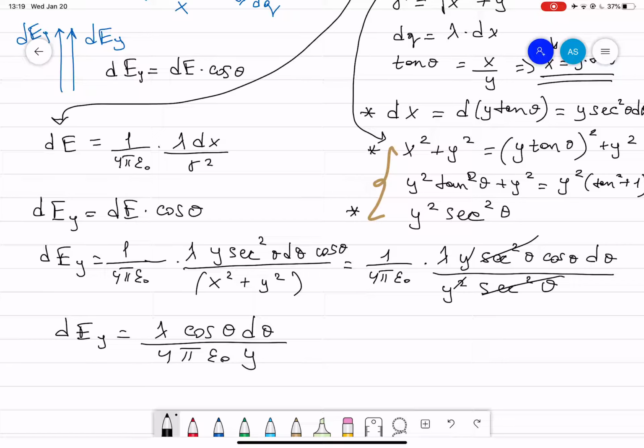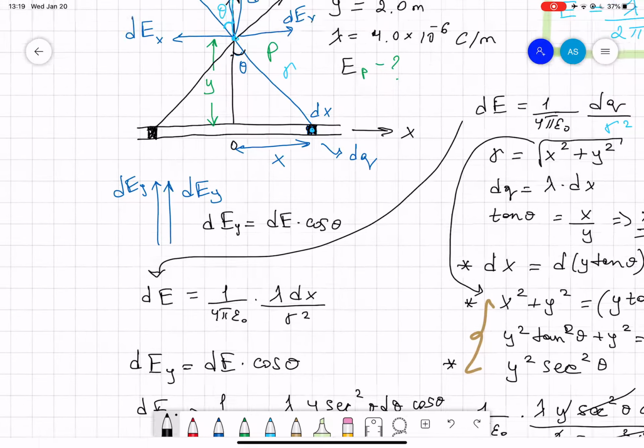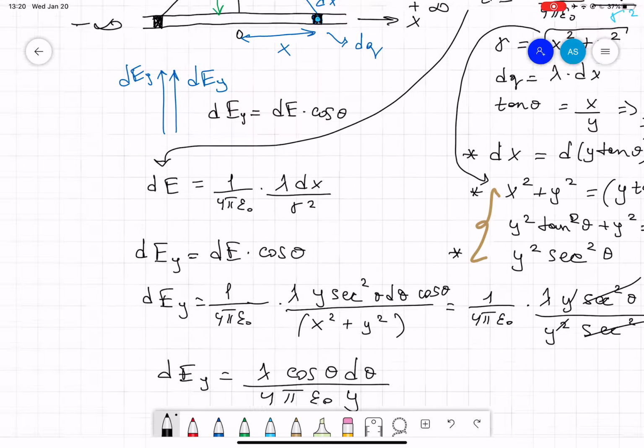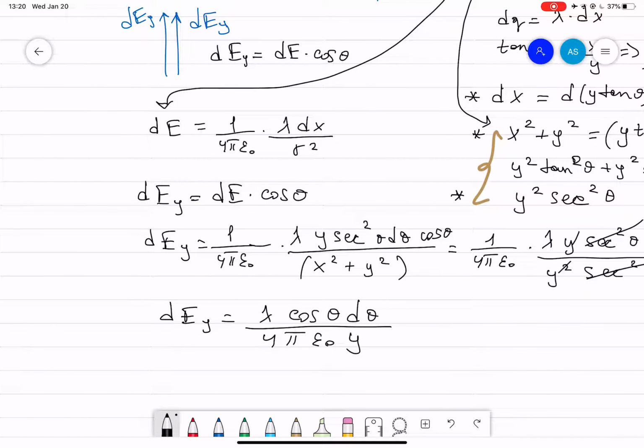Then after that, we want to integrate it since we know that our rod is infinite. So this will be negative infinity, and that one will be positive infinity, right? However, since we have cosine theta and we want to integrate over the angle, the integral of both sides will be equal, and the limits will be minus pi over 2 to plus pi over 2.